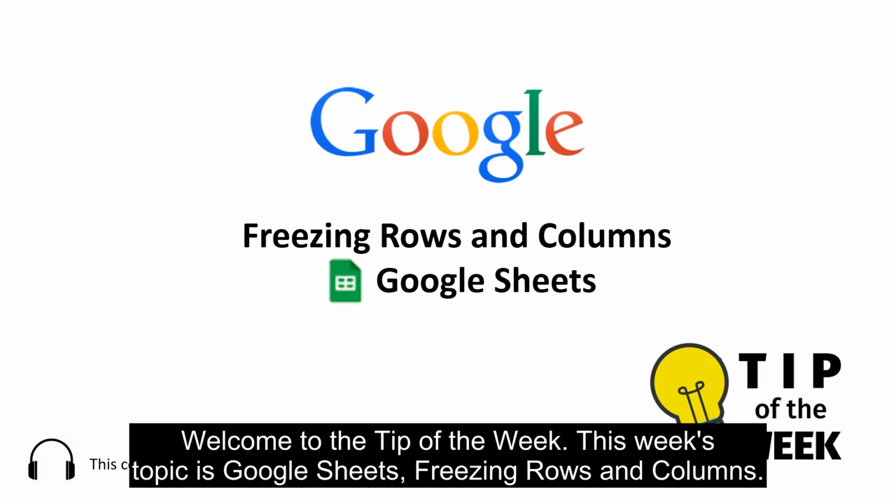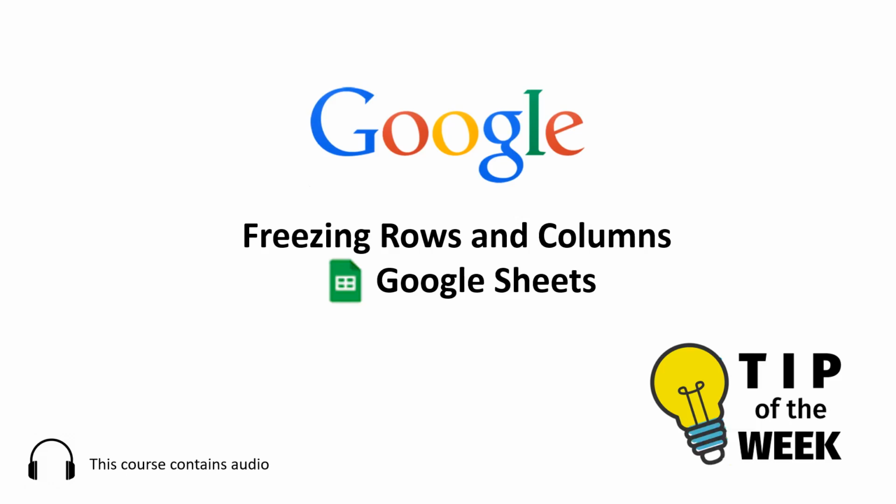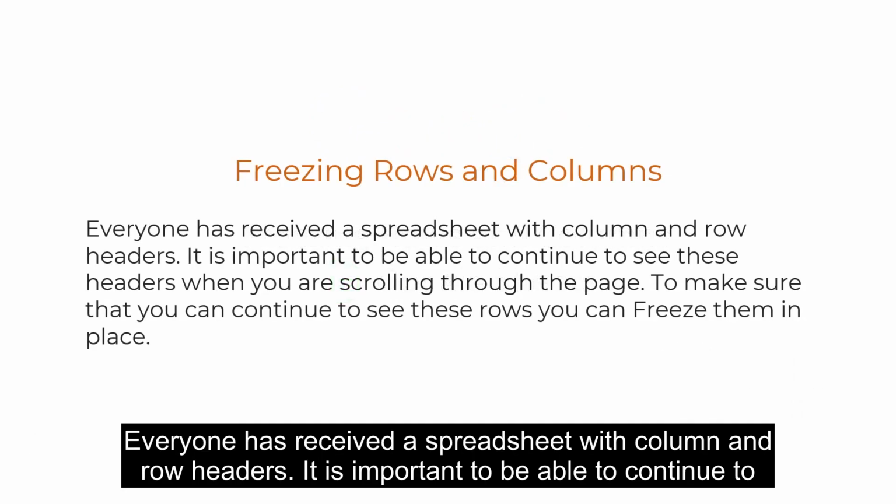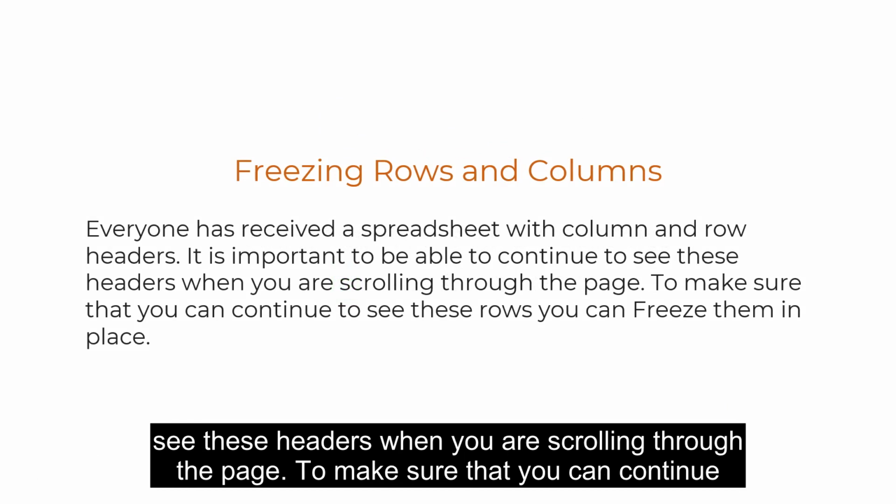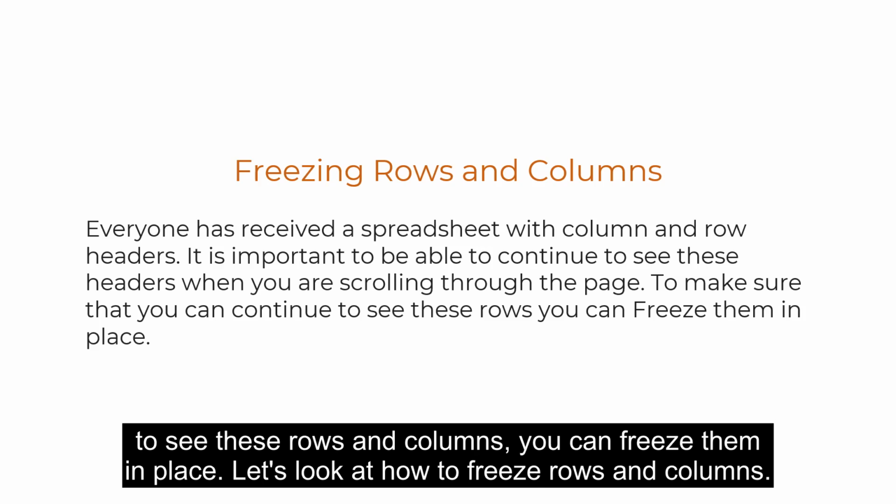This week's topic is Google Sheets, freezing rows and columns. Everyone has received a spreadsheet with column and row headers. It is important to be able to continue to see these headers when you are scrolling through the page. To make sure that you can continue to see these rows and columns, you can freeze them in place. Let's look at how to freeze rows and columns.